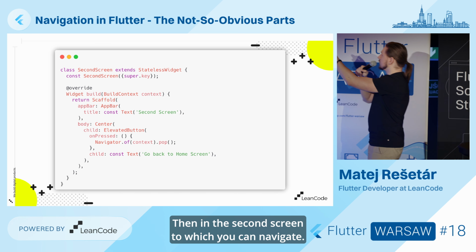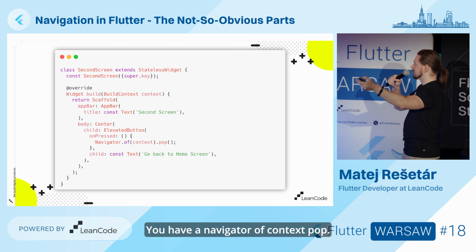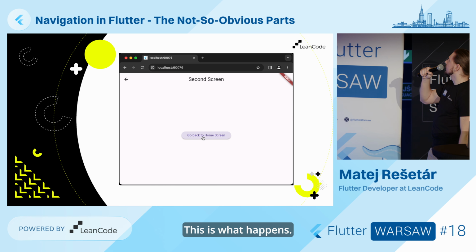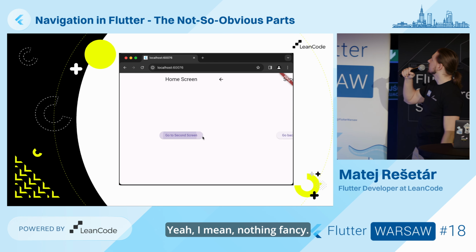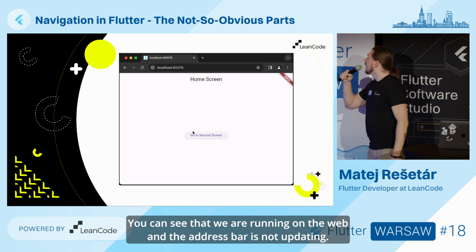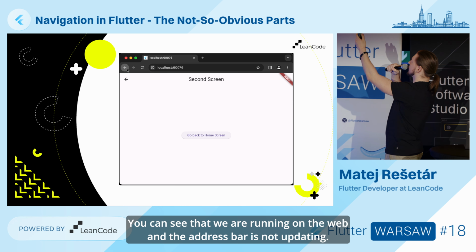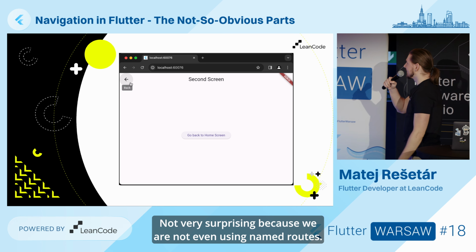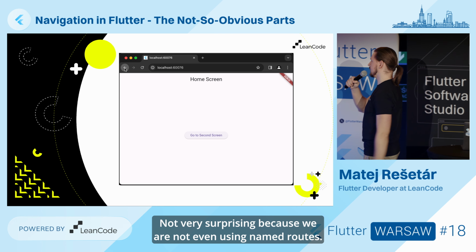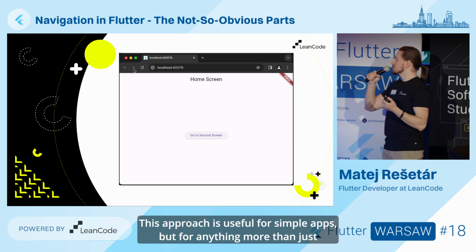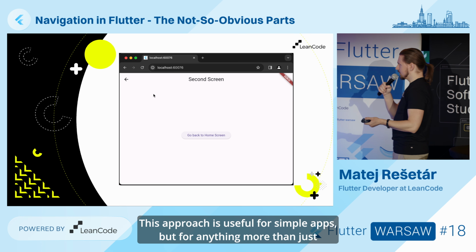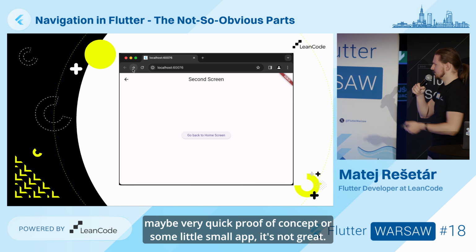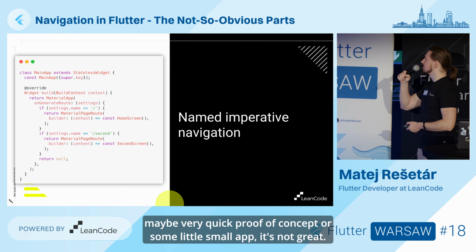Then in the second screen to which you can navigate, you have Navigator.of(context).pop. And this is what happens. So yeah, nothing fancy. And you can see that we are running on the web, and the address bar is not updating. Not very surprising because we are not even using named routes. So this approach is useful for simple apps, but for anything more than maybe a very quick proof of concept or some small app, it's not great.